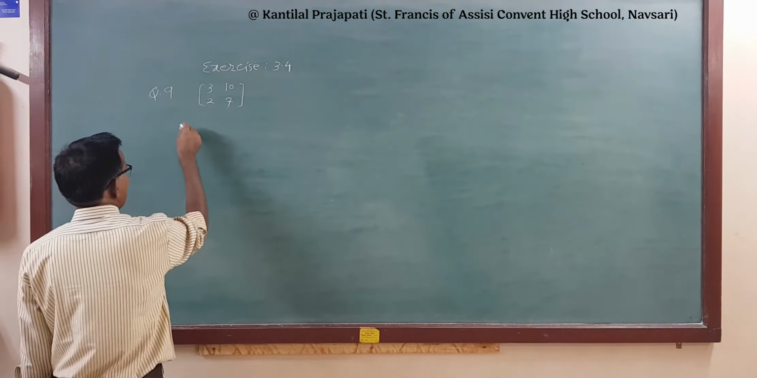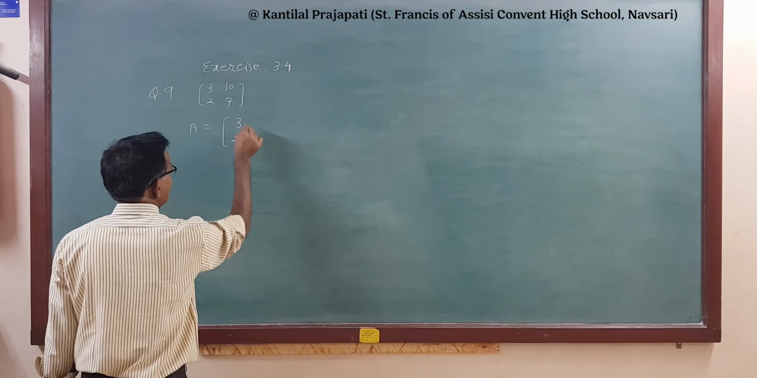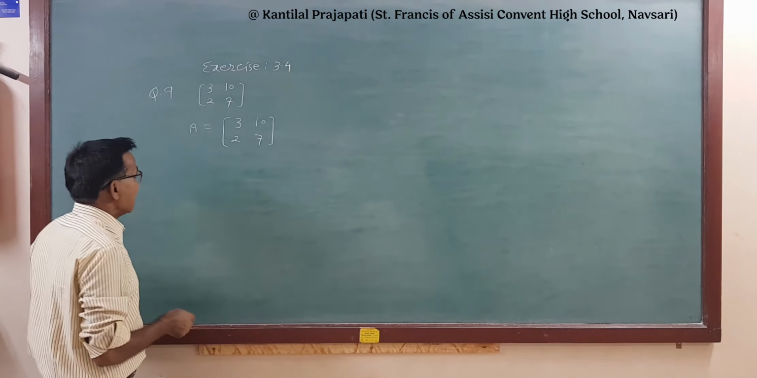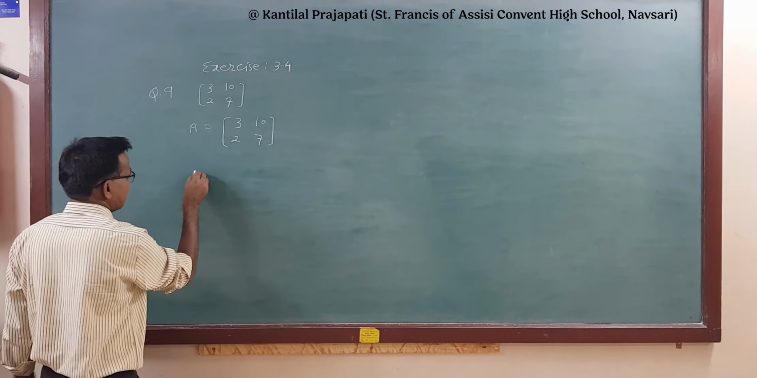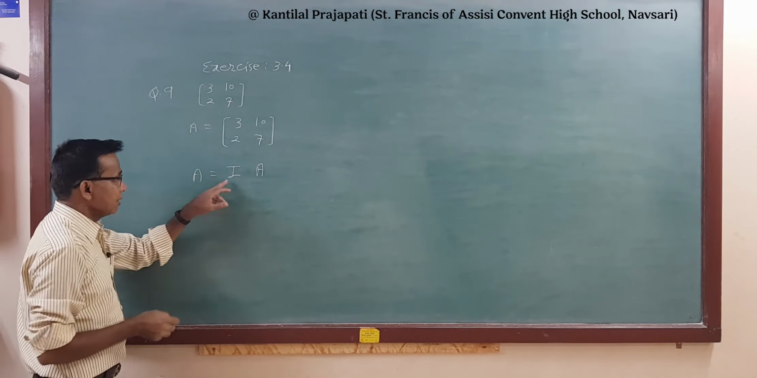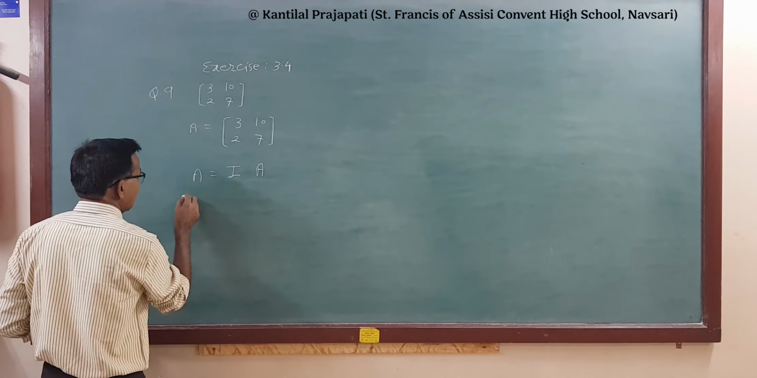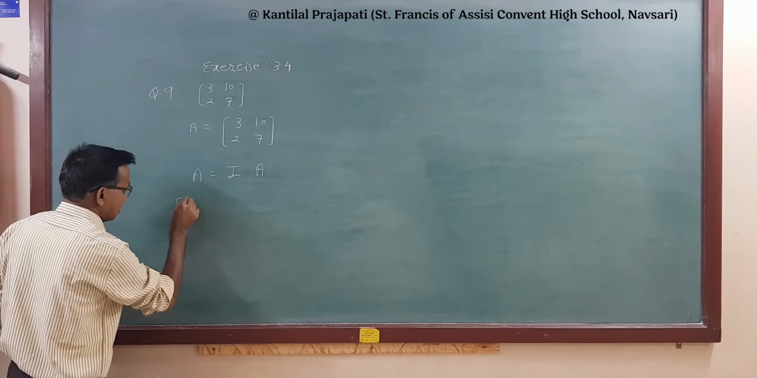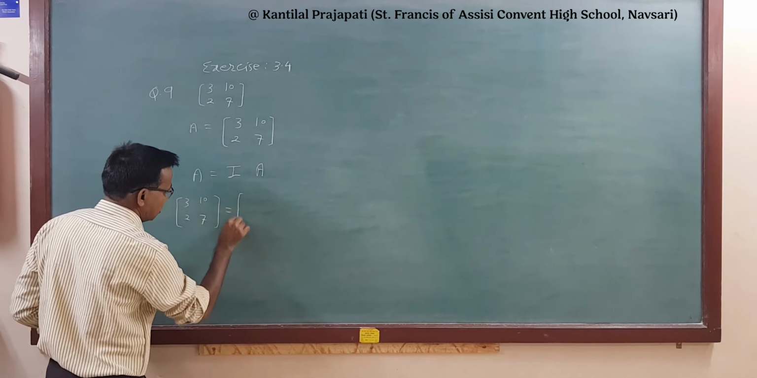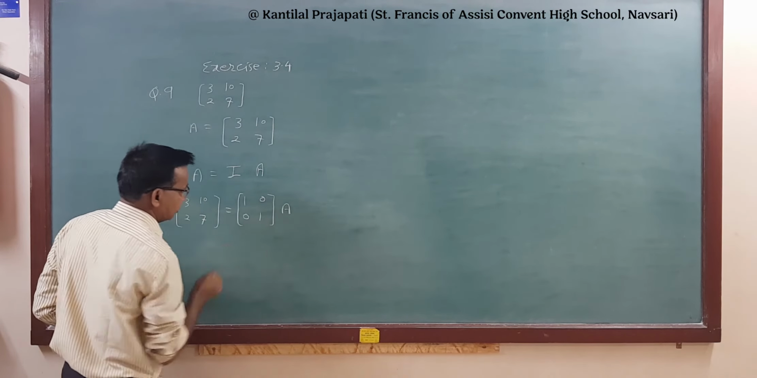So suppose A is equal to this 3, 2, 10, 7. Then we have to write an equation of matrix. So A is equal to I into A. What is I? Identity matrix of order 2. So here we write the matrix 3, 2, 10, 7 equals 1, 0, 0, 1 into A.